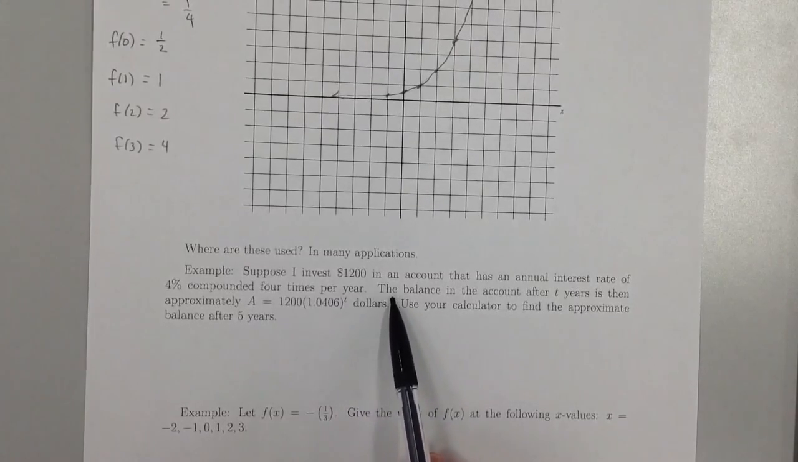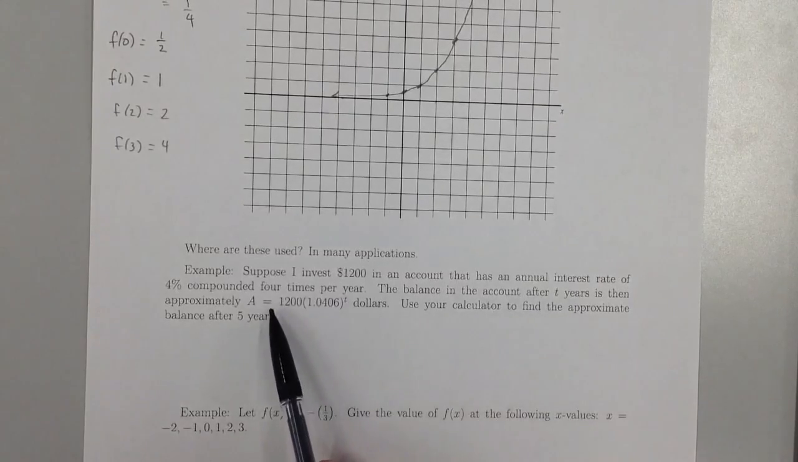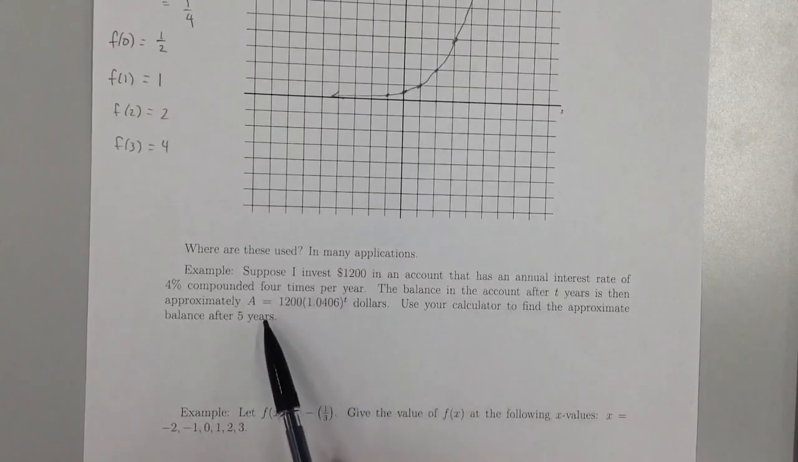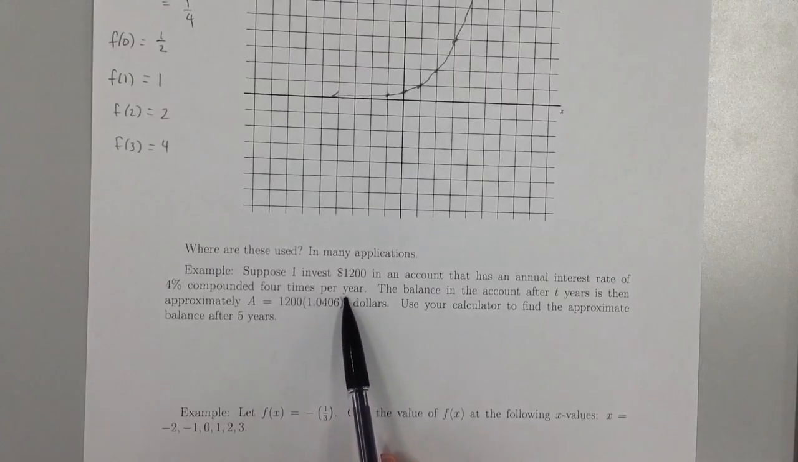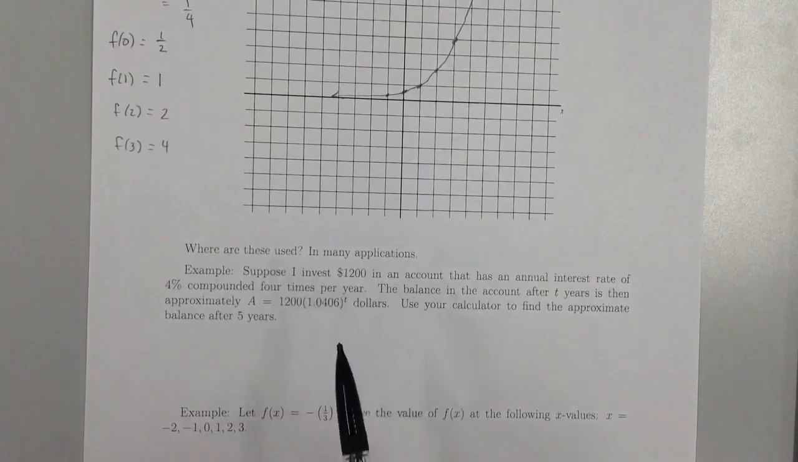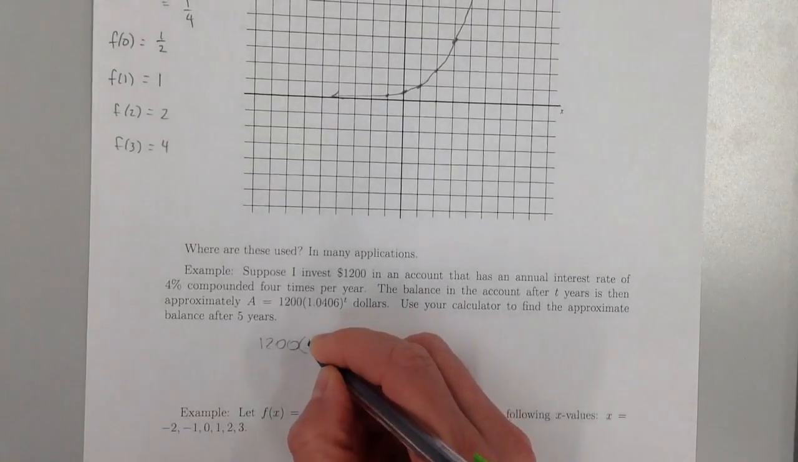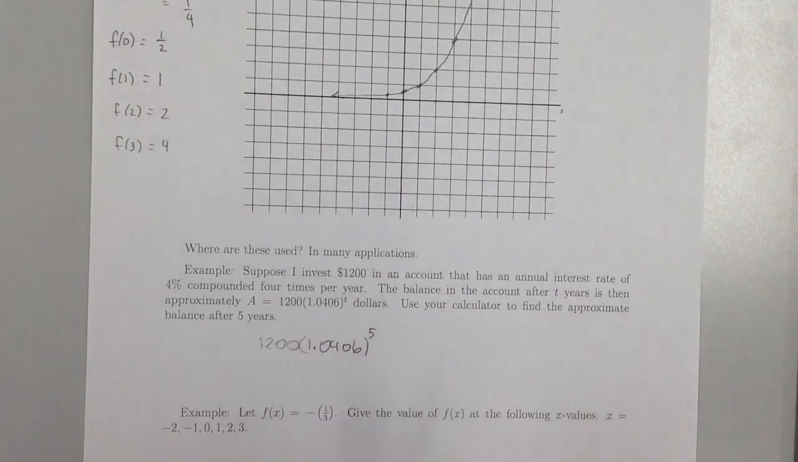All right, so if that's what happens, then the balance in the account after t years is going to be given by this. We want to find the amount after 5 years. So this 5 here, that's a t value, and we're going to plug it in for the t there. So we'll get 1,200, this is approximately, times 1.0406 to the power of 5.